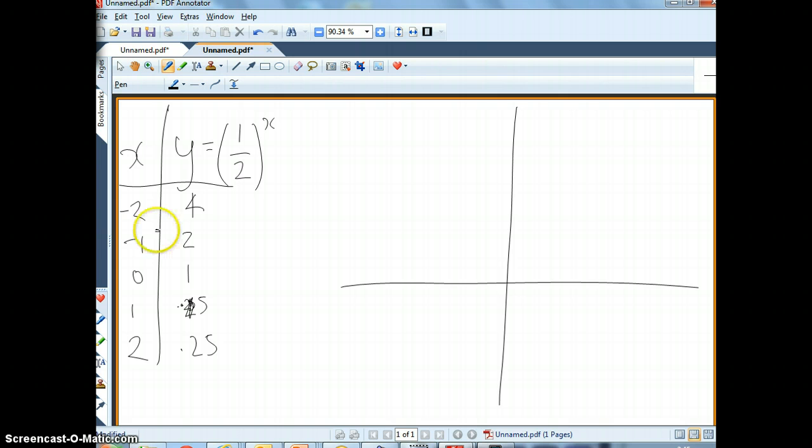Plotting those values, at x equals -2, here's -2, we have +4. At x equals -1, we have +2. At x equals 0, we're going through the famous +1. Right, that was x equal to 0. At x equal to 1, there's x equal to 1. You get 0.5. At x equals 2, 0.25.